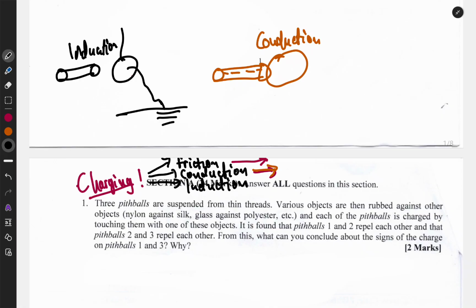So what happens is, if you charge by conduction, you have negative charge flowing into this. So at the end of the day, when you remove your rod, this sphere will remain negatively charged. So it will remain having the same charge as the object that charged it, okay?